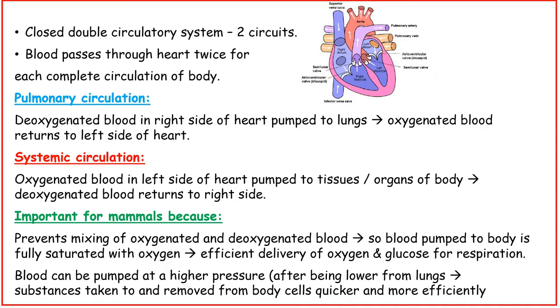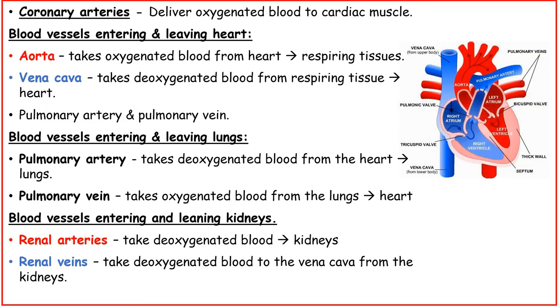This double circulatory system is important for mammals because it prevents the mixing of oxygenated and deoxygenated blood. So blood is pumped to the body and it is fully saturated with oxygen. This is an efficient way of delivering oxygen and glucose for respiration. Blood can be pumped at a higher pressure after being lowered from the lungs. Substances are taken to and removed from the body cells quicker and more efficiently. The coronary arteries are the arteries that deliver oxygenated blood to the cardiac muscle.